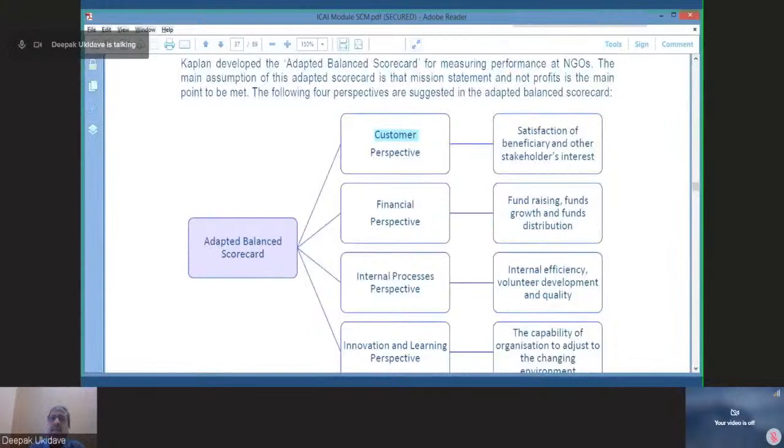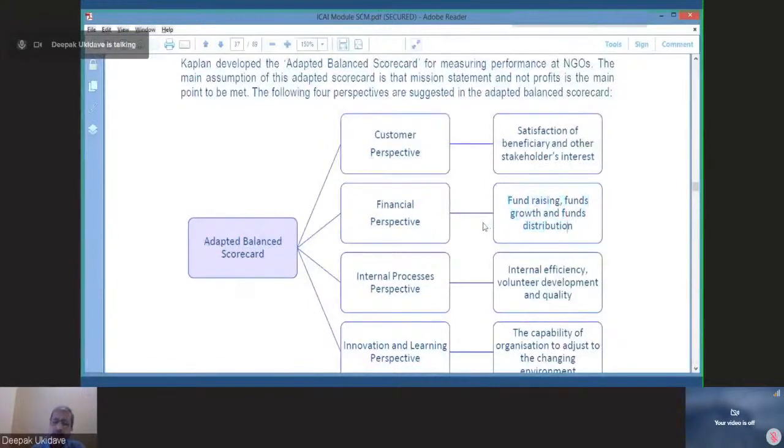Then growing the funds. Wherever there are surplus funds, of course, the charitable organization can also invest those funds and get some reasonable returns, and distribution of funds, that is allocation of funds. So here you must have seen the change in the focus. Financial perspective does not take the form of ROI, RI, EVA. No, it is raising of funds, growth of funds, and then distribution of the funds for the charitable cause.